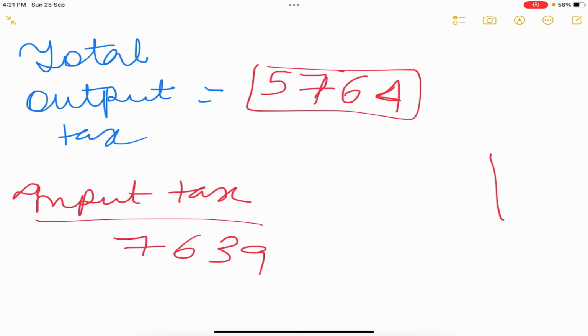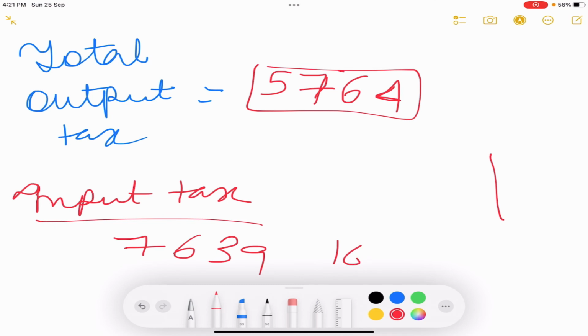So you're going to do 7639 minus 5764. So that is going to be 1875. 1875. Now tell me something. Which balance is this? Is it a debit balance or a credit balance? Tell me. So this is which balance? You're not able to understand it?